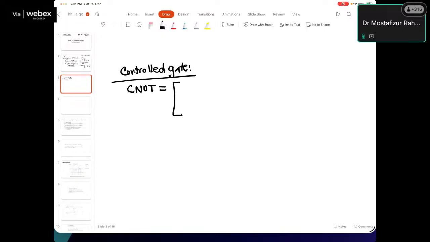The C0 gate definition is given as 1, 0, 0, 0, 0, 1, 0, 0, 0, 0, 0, 1, and 0, 0, 1, 0. And if I look at this particular matrix, first half of the matrix looks like an identity matrix, right? And the second half of the matrix, this part is an X gate, right? Pauli X gate. And this part is an identity matrix.